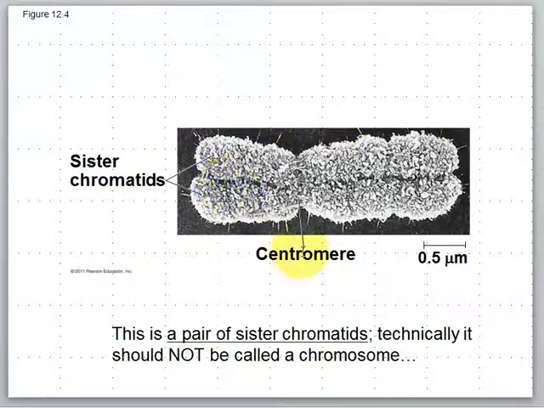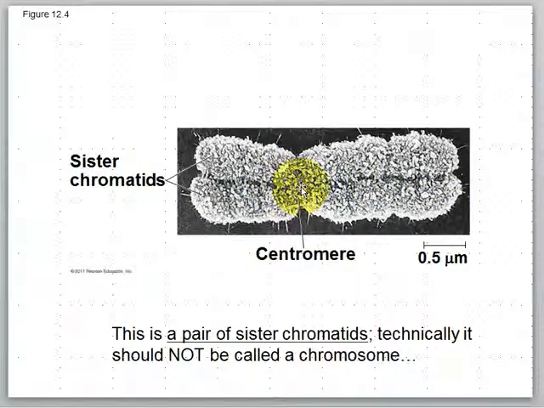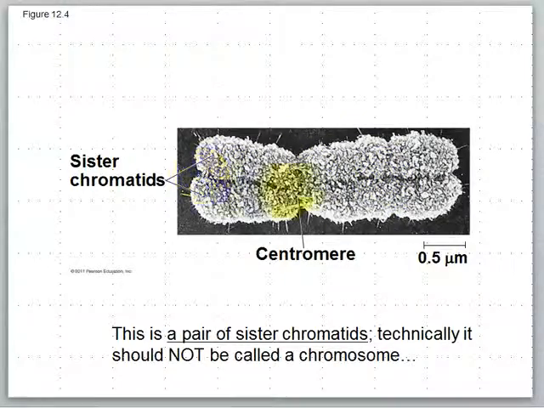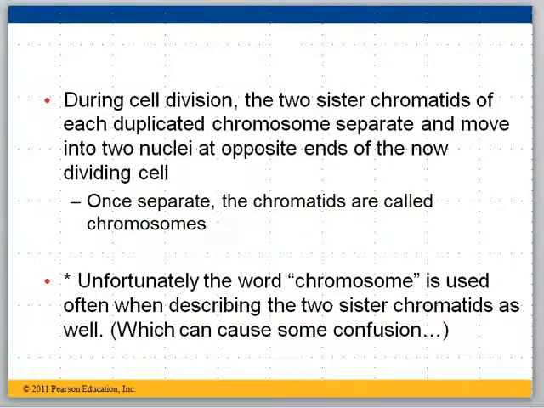So this is a highly condensed, duplicated human chromosome made up of two sister chromatids. This chromosome up here is an exact copy of the chromosome down here, and they are joined together pretty much throughout this entire area, but most closely right here at this portion called the centromere.